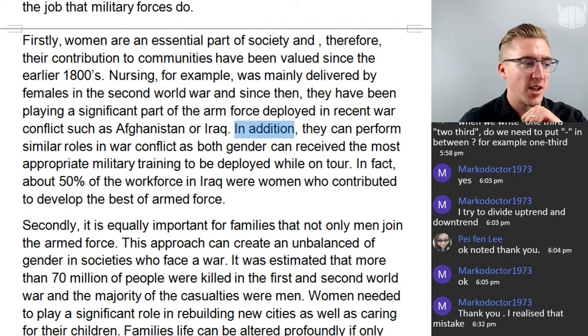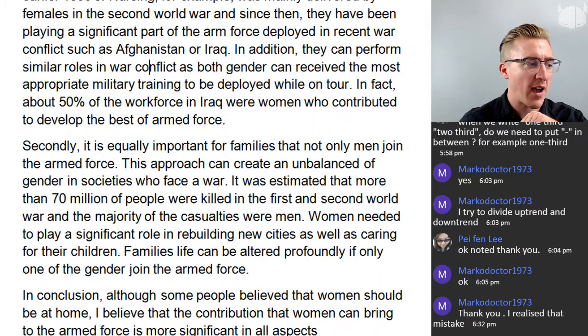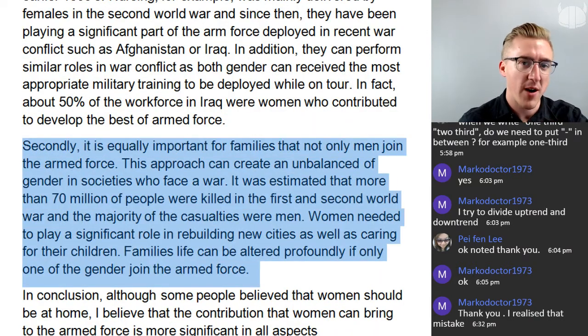You have this in addition to say your next thing. Yeah, this doesn't quite work as a 2-idea paragraph. This is a really good example of a 1-idea paragraph.